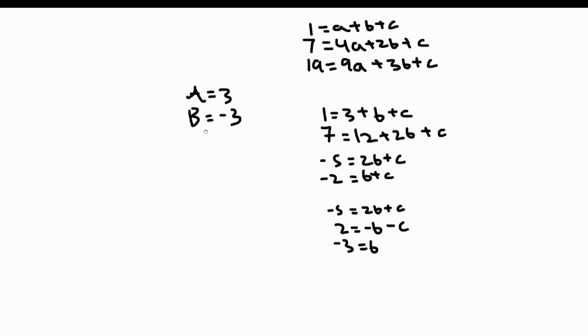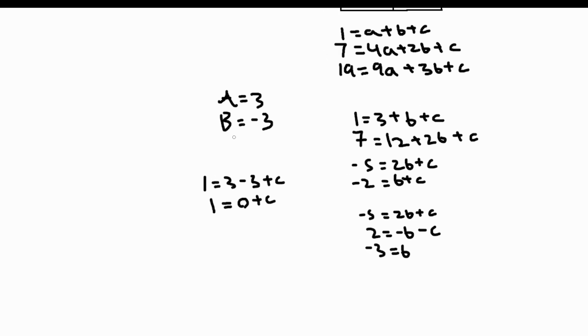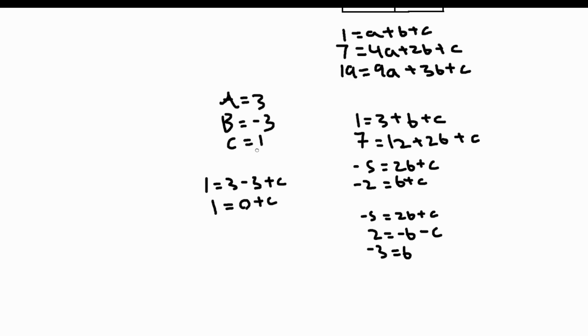Now, lastly, we have to find c. This is pretty easy because we can just take this. 1 is equal to 3 plus b plus c. 1 is equal to 3 minus 3, right, because this is our b here, plus c. Okay, 3 minus 3, that's just 0, plus c is equal to 1. So it's pretty obvious that our c is equal to 1. So we have all of our variables.